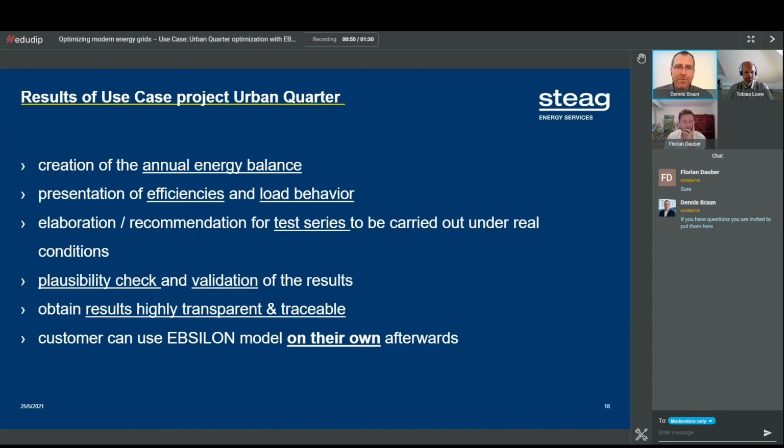So let's finish here and go into the more detailed view with Florian. Annual energy balances were created, efficiencies, load behavior, a test series was created.